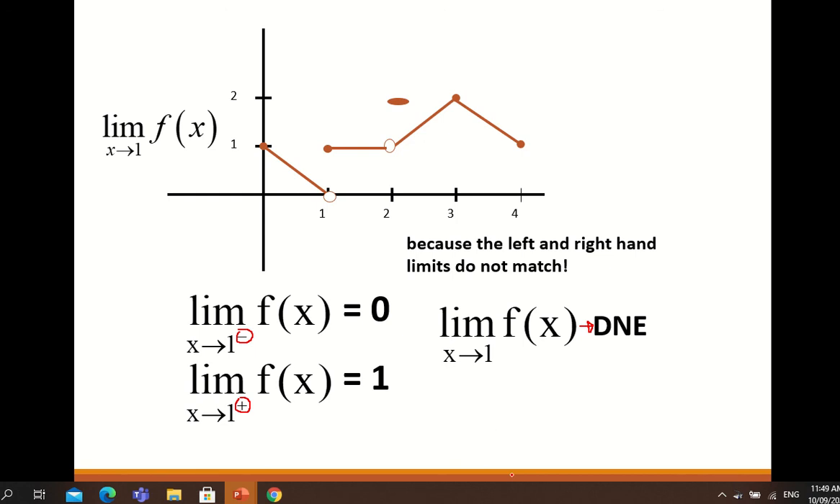Take note that the limit of a function is not equal to the value of the function. For example, if you have f of 1, meaning the value of the function at x equal to 1, the value of the function at x equal to 1 is equal to 1. So the limit of the function as x approaches 1 is not equal to the value of the function when x is equal to 1. I hope it's clear.